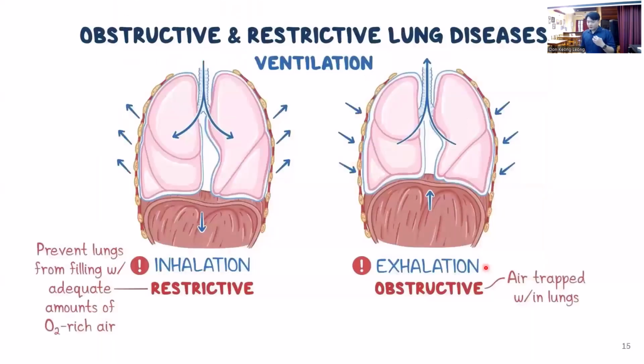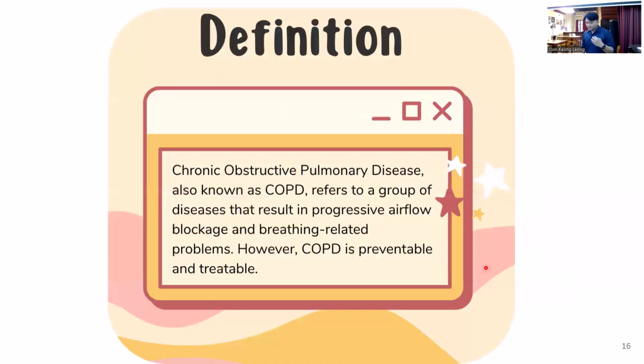There are different types of categorization in lung diseases. Two types are obstructive and restrictive. Restrictive is basically affecting your inhalation, which prevents the lungs from filling with adequate oxygen. Obstructive basically affects your exhalation, where the air is trapped inside your lungs.